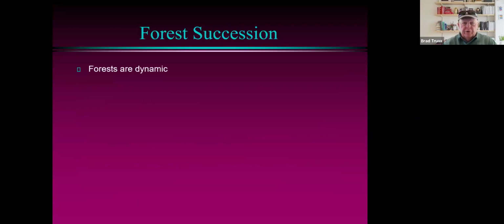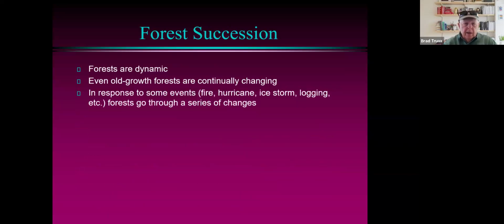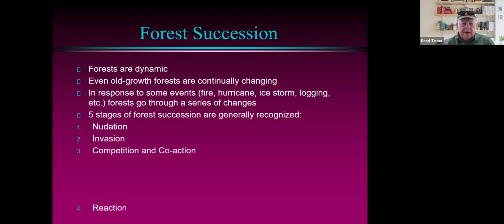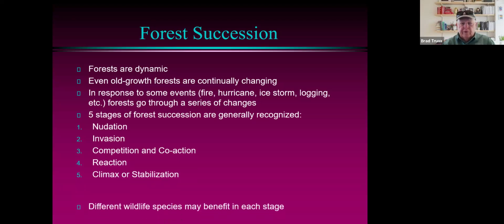Another concept is forest succession. Forests are dynamic, they're always changing. Even old growth forests, like those that we have here at Eastman, are continually changing. And in response to some events like fire, hurricane, ice storm, windstorm, logging, etc., forests go through a series of changes. And there are basically 5 stages of forest succession that are generally recognized. First is nudation, second, invasion, third is competition or coaction, fourth is reaction, and the fifth is climax or stabilization.